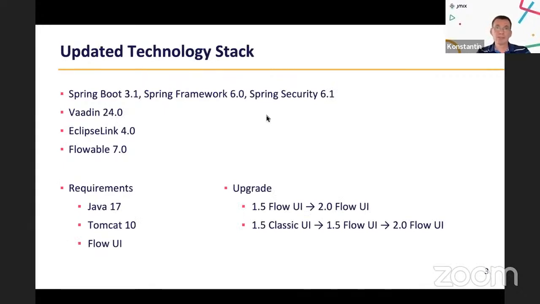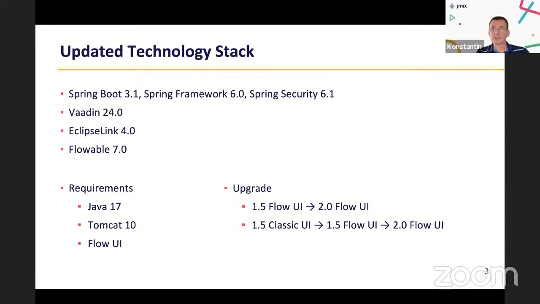The updated technology stack is the main reason why we incremented the major version in this release. Jmix framework is now based on Spring Boot 3.1, Spring Framework 6, Spring Security 6.1. We now use Vaadin 24 for Flow UI, EclipseLink 4 for data access, and Flowable 7 as a BPM engine. The new versions of foundational frameworks provide a long enough period of support and stability for steady development of Jmix and its applications. The new stack has some new baseline requirements.